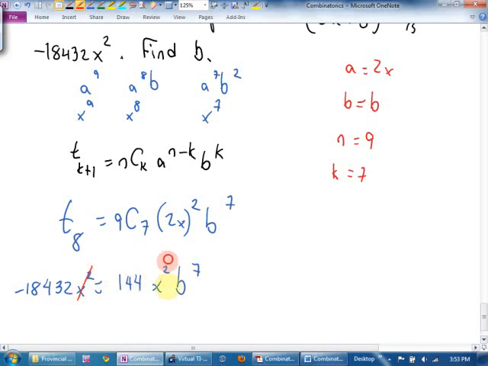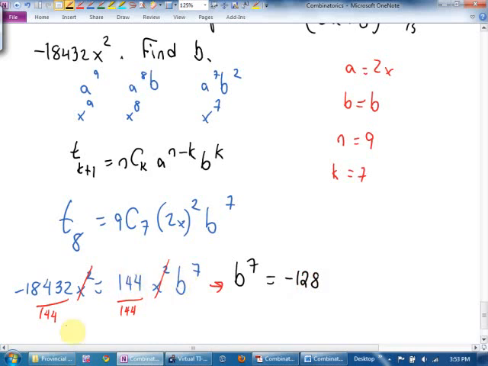And how would I get the b to the 7th by itself? What would I do with this 144? Divide. If I divide by 144, I'm going to get b to the 7th equals negative 128. Because it's multiplying, how would I move this over? Divide, right? We canceled out the x, but it's still times, times, times, right? Not a plus sign suddenly magically appearing.